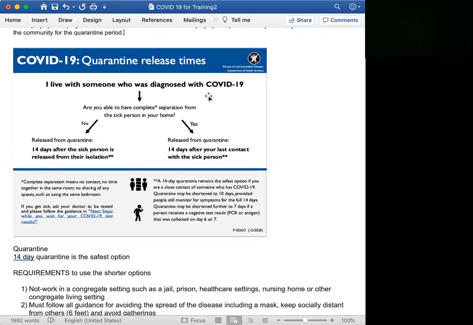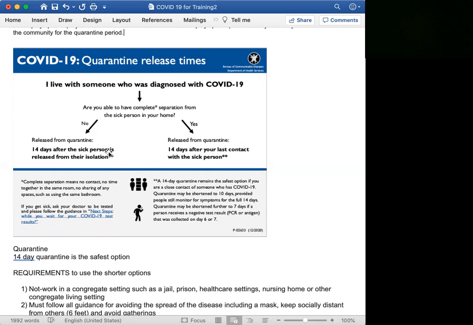If you live with someone who was diagnosed with COVID-19, then you have an exposure. If you're not able to separate out from them, and separating out means using your own bathroom and a separate bedroom, then you're continually being exposed. Then you don't get to start counting your quarantine days until they finish their isolation, until they're heading back out into the community because they are no longer infectious.